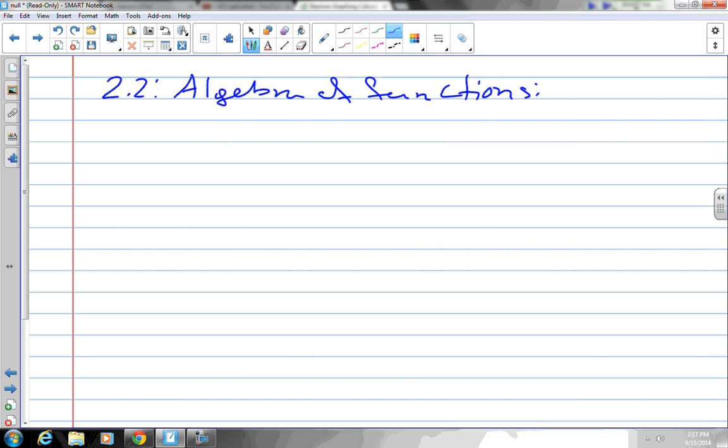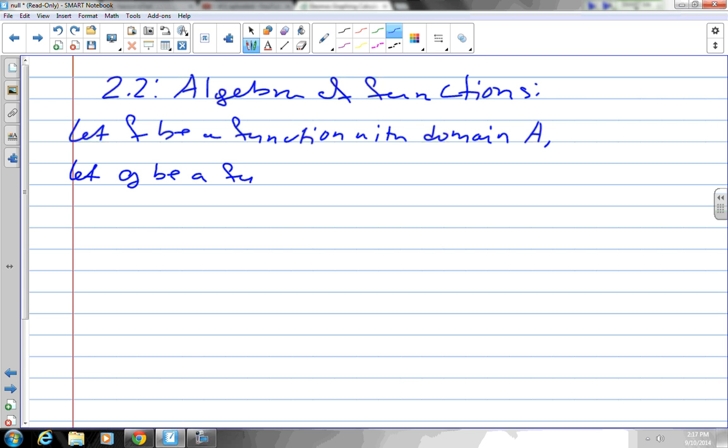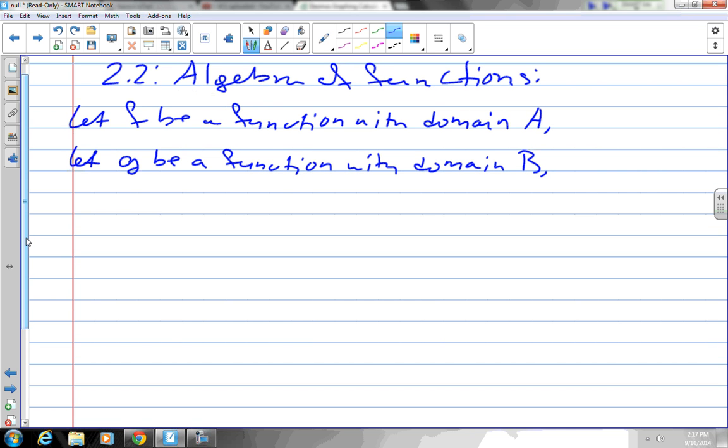So let's say we have function f. So let f be a function with domain A, and let g be a function with domain B. So we can define 4 basic operations from function, just like you have on numbers. You can add, subtract, multiply, divide functions, 4 basic operations.